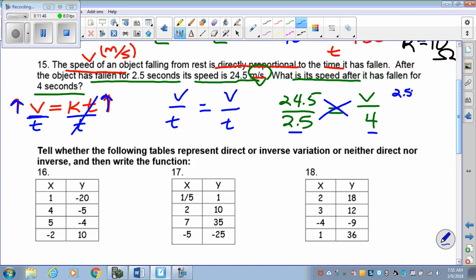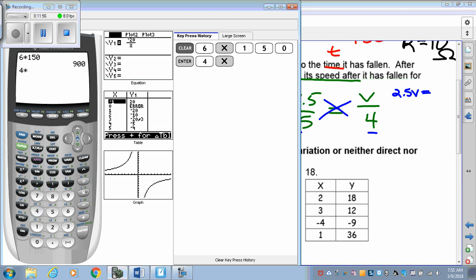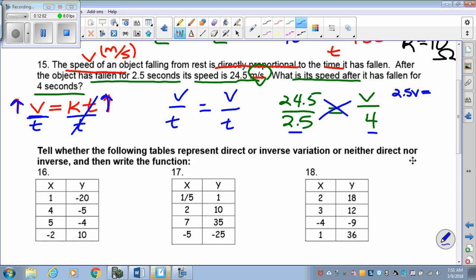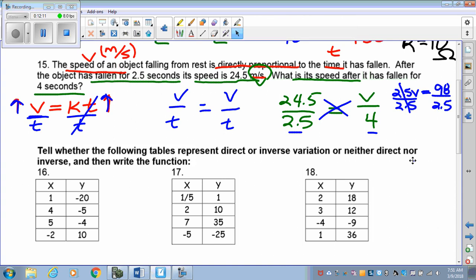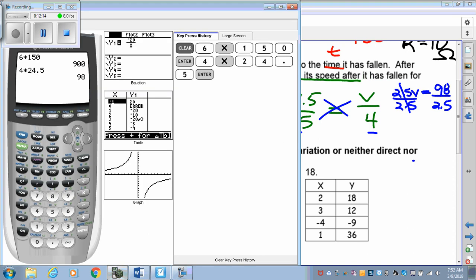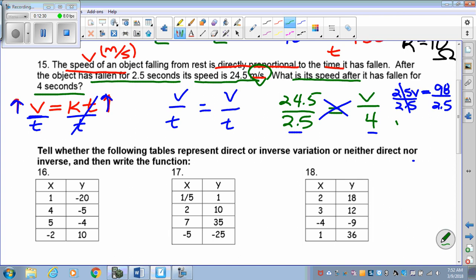I'll get 2.5v equals, and then I'll take 4 times 24.5. I get 98. Now I want that v by itself, so I'm going to divide by 2.5. So I get 98 divided by 2.5. If I just hit divide, it will automatically write that answer there. So it's going to divide the 98 by 2.5. Enter. You get 39.2.